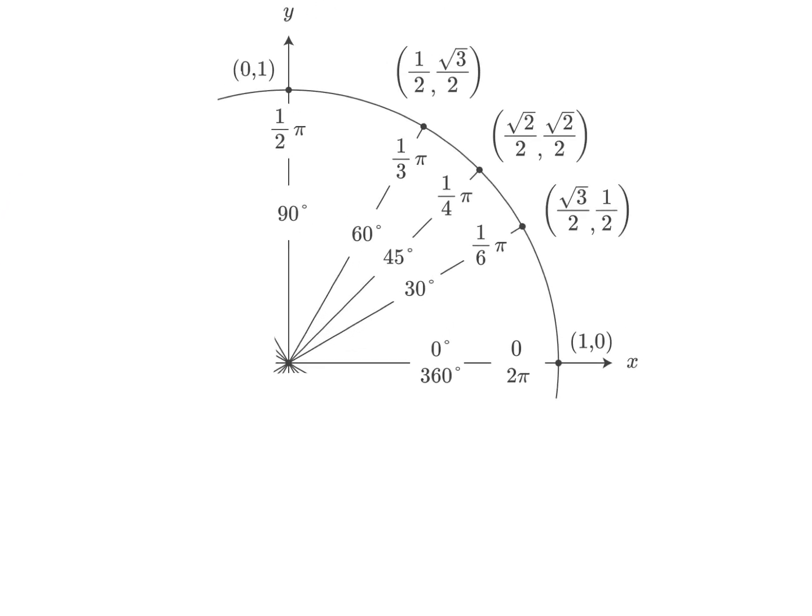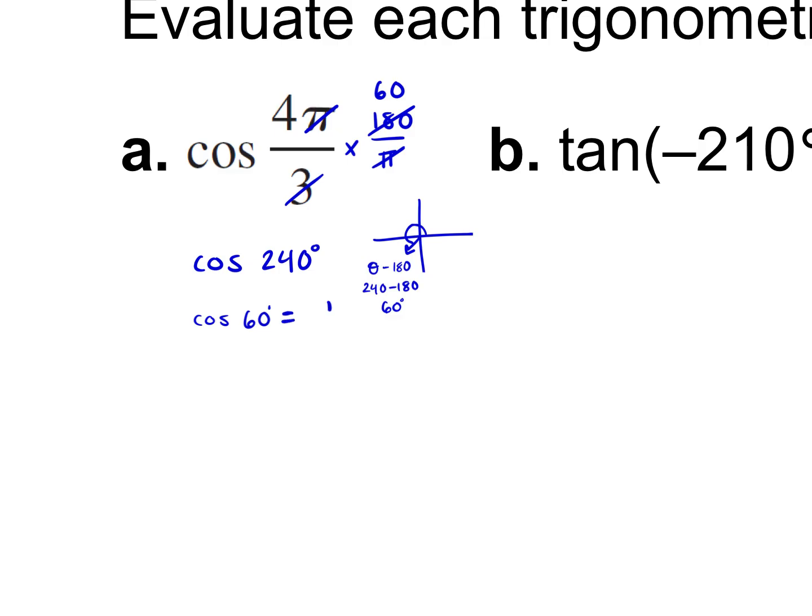So we're looking here at cosine of 60. Cosine tells us we look at what? The x or the y? The x. So our x value is what? 1/2. So this would be 1/2.